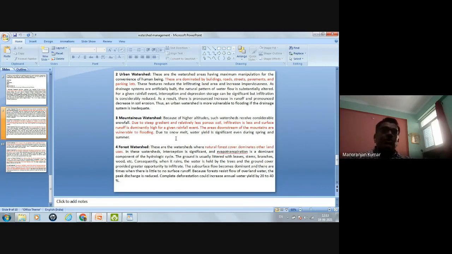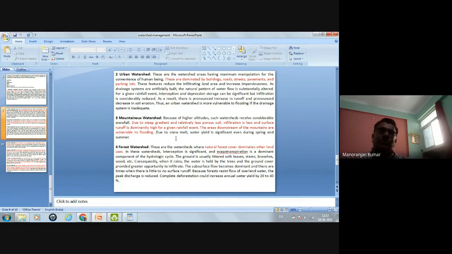Okay. So the areas downstream of the mountainous area are vulnerable to flooding. Due to the snow melt, water yield is significant even during the spring and summer season. So this is the mountainous area. In the mountainous area, since there is a mountain, sometimes snowfall will be there. At a high altitude, generally snowfall is there.